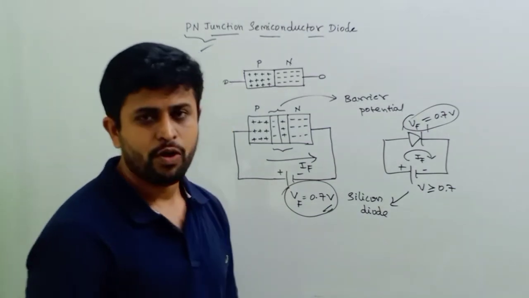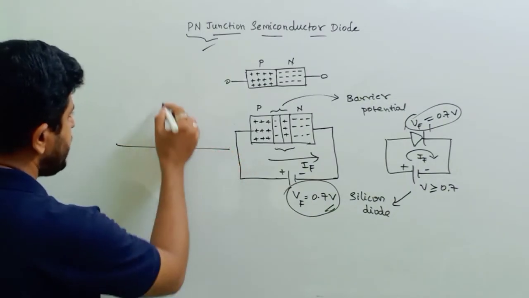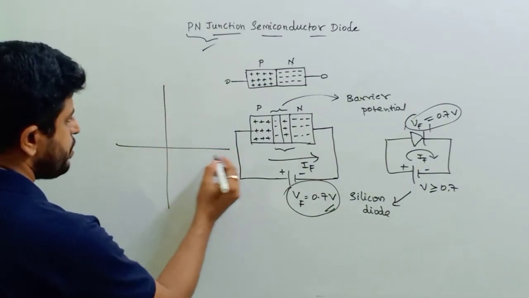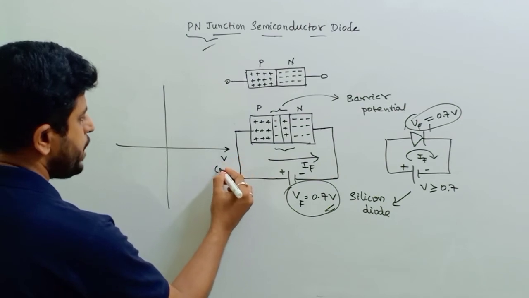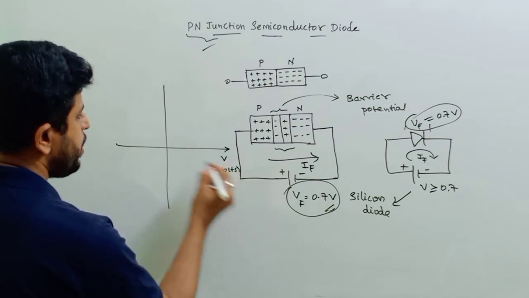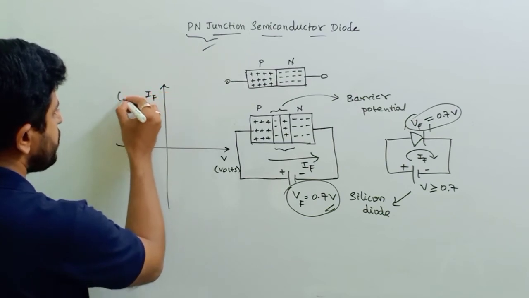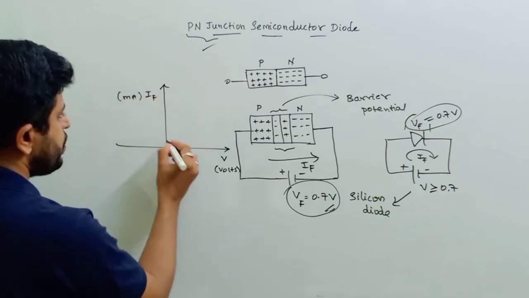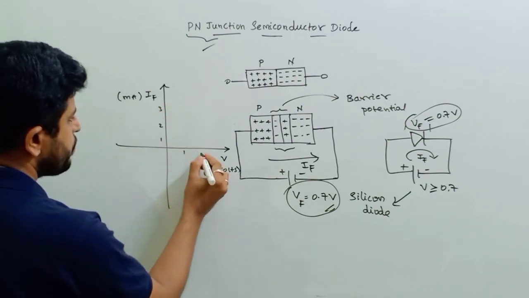So let us draw the forward characteristics of this diode. I am taking the x-axis and y-axis here. Let us say the x-axis is voltage in terms of volts, and the y-axis is forward current IF in terms of milliamperes. So let us write this.